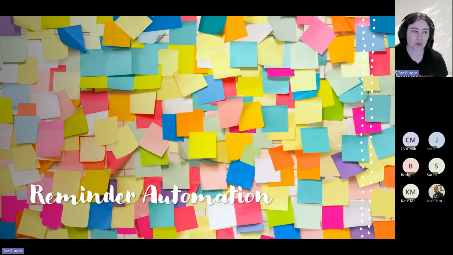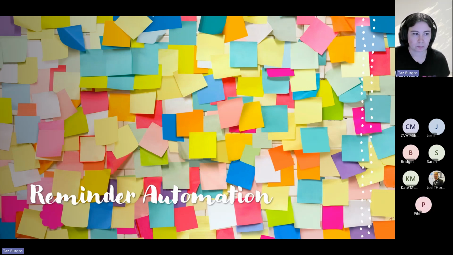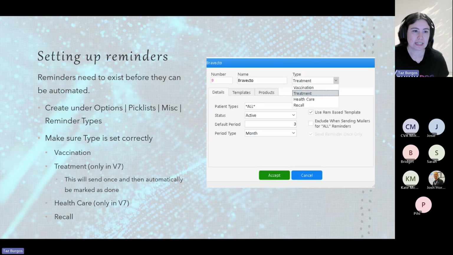So first I'm going to go through the reminder automation side of things. There's a few different steps to that one. Firstly, setting up the reminders. So reminders first need to exist before they can be sent through automation. This is in both version 6 and 7, the creation of reminders. So they are created under options, pick lists, miscellaneous, and then reminder types.